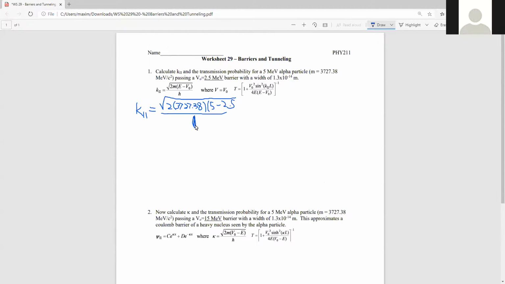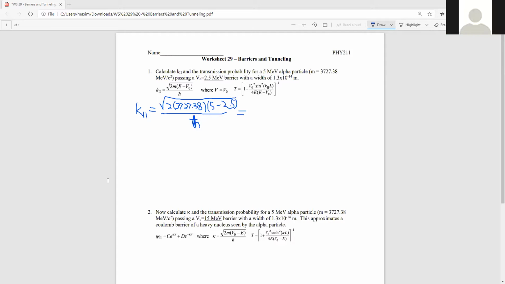H bar. Anyone got that? It's 5 times... Wait, I can do it. The only thing I'd tell you to be careful about, that 5 is 5 MeV. The 3727.38 is also MeV, right? Yep. And H bar you'll often find in units of eV. So just be careful about that, okay? Okay.